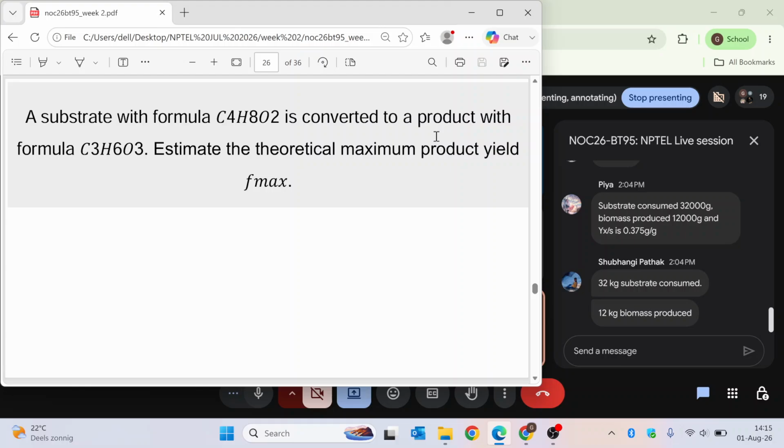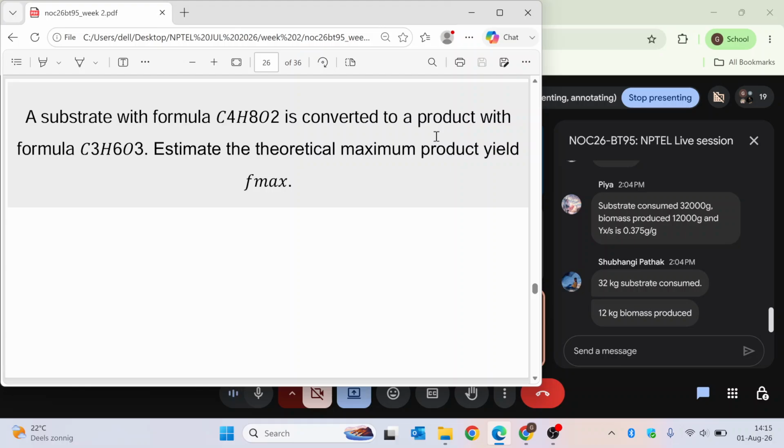Okay, so here Fmax is not the exact denotation. It depends on however you have your stoichiometry assumed. To solve this question, you have to have the stoichiometry of product formation. You have your substrate, which is a carbon or energy source, a nitrogen source, and oxygen. That gives you biomass, product, carbon dioxide, and water. That is the typical equation.